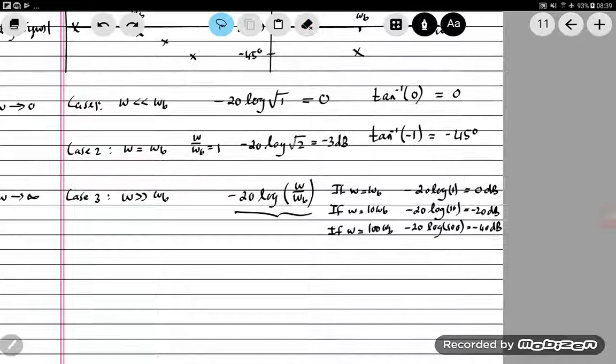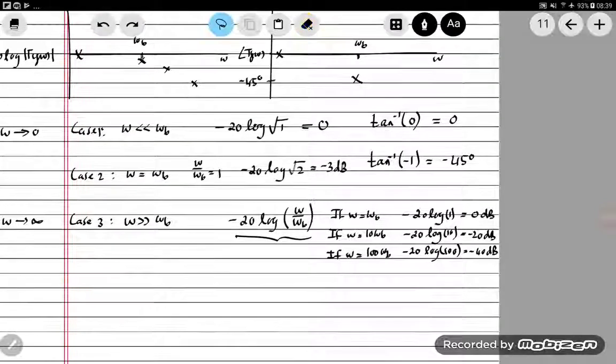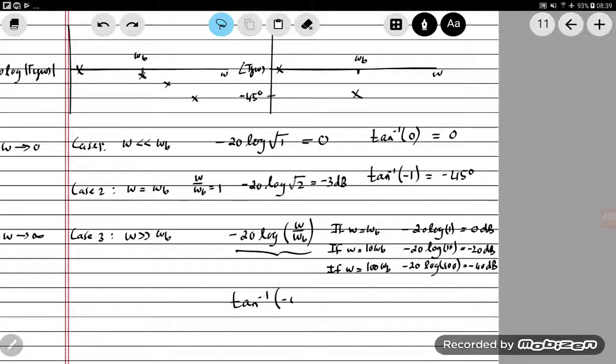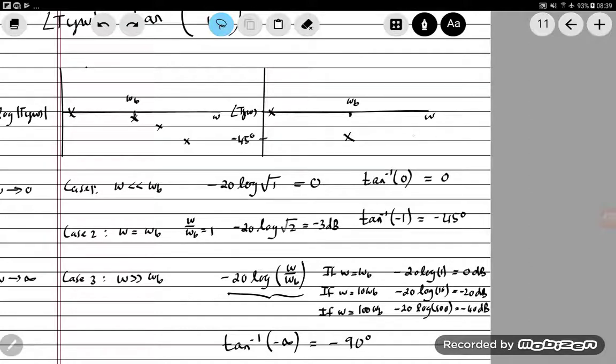Before we draw that, let's do the phase first. So if omega is much larger than omega b, our phase function just becomes negative infinity, so that is minus 90 degrees. So if omega is much larger than omega b, that becomes negative 90 degrees. So our phase plot will go through somewhere there. Okay.